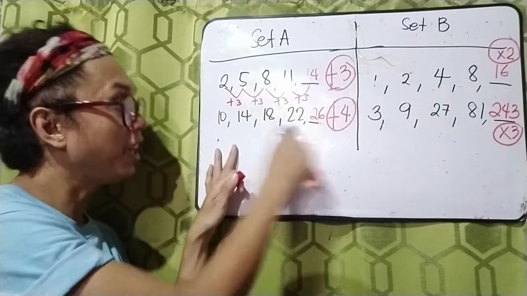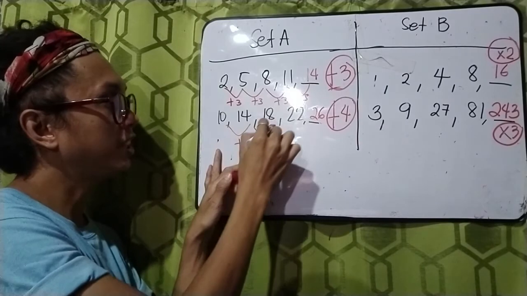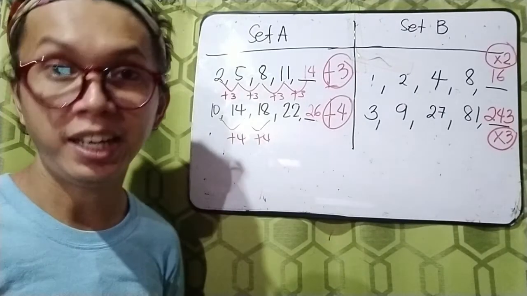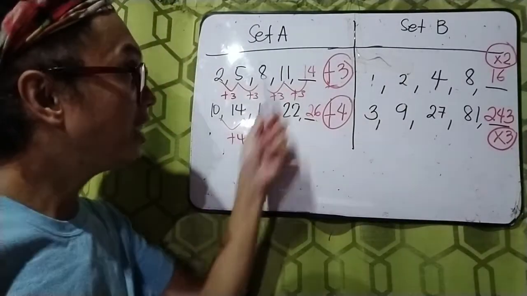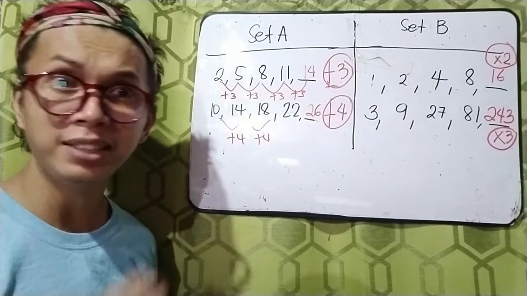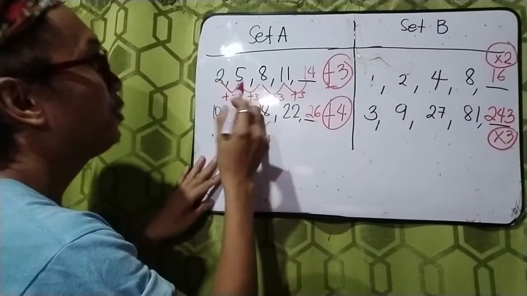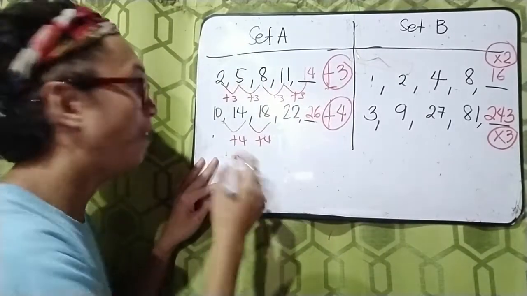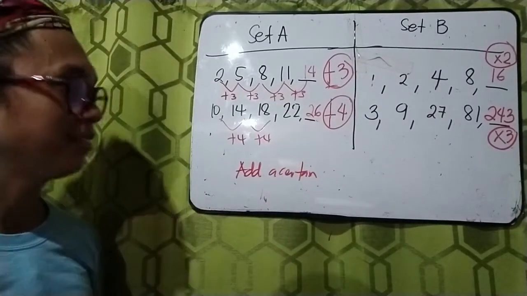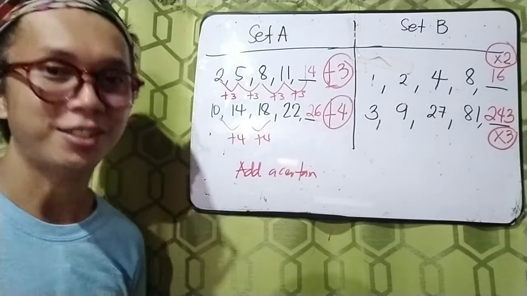Okay? And also here, 10 plus 4 is 14. 14 plus 4 is 18. 18 plus 4 is 22. And 22 plus 4 is 26. So what is the common between these two sequences in set A? Do you have any idea? Okay, correct. To get the next term in set A, we have to add a certain number.